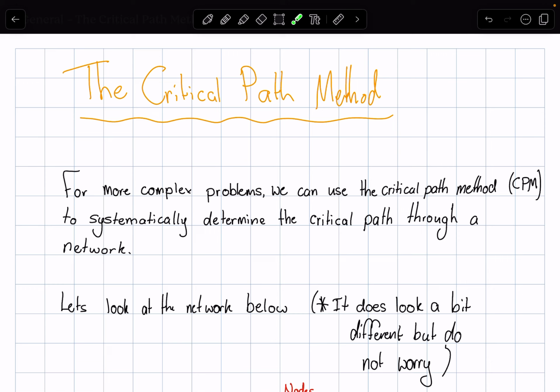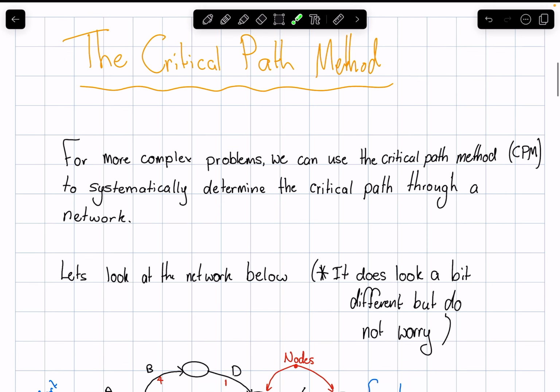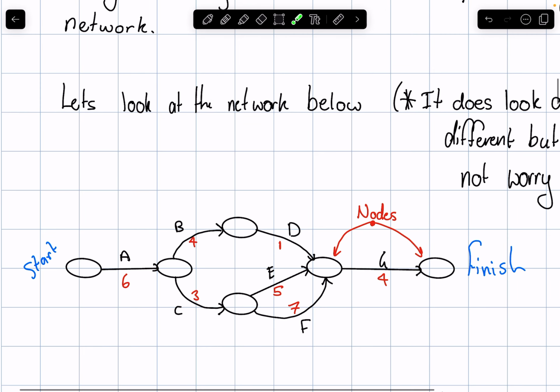So our networks look a little bit different, but don't worry, they're still created the exact same way and they still have the same idea. Our nodes have just become these bubbles, and I'll tell you what these bubbles mean in a little while, but they are just our nodes, and our tasks remain as the arrows between the nodes. So that means this node here is the starting node for B and C. This one here is the end for B. So it still works the same as the last videos, just we've got bubbles.